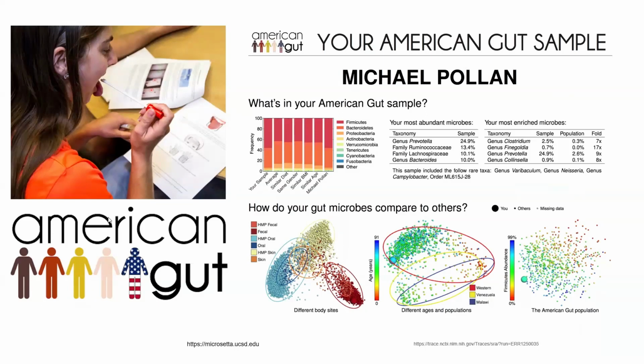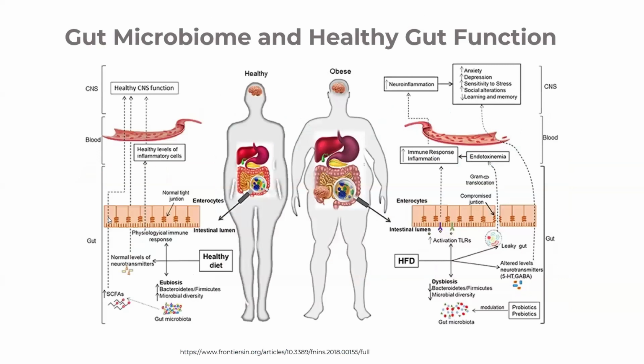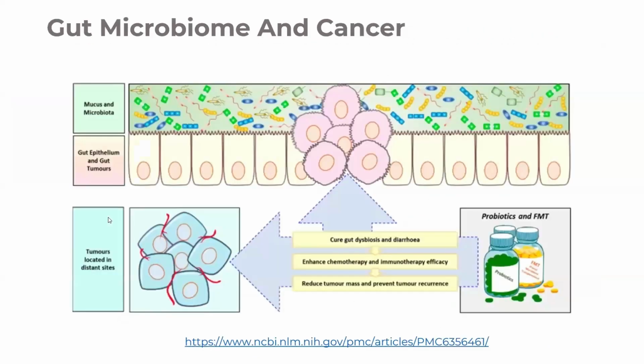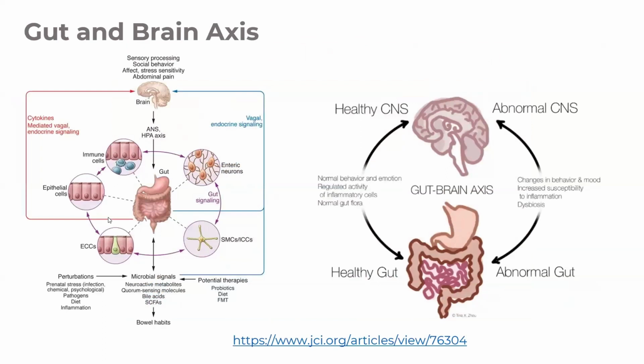So we'll discuss the American Gut Project. We'll also discuss the gut microbiome and its role in healthy gut function, in chronic diseases, in cancer, and we'll also try to understand the response to treatment. And most importantly, we'll also discuss the gut-brain axis.